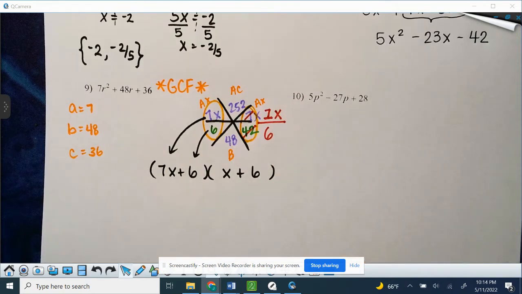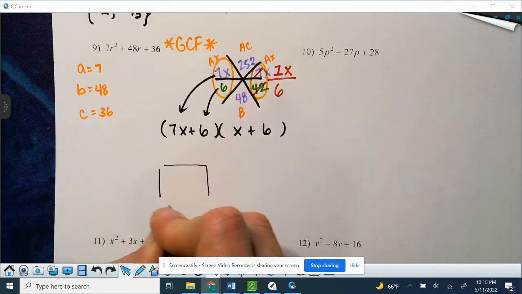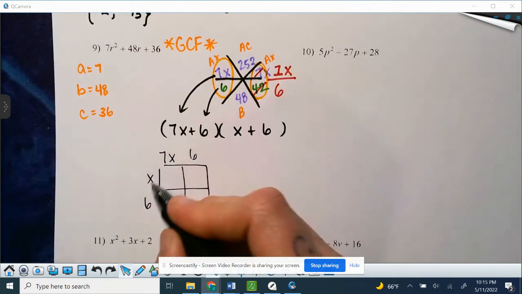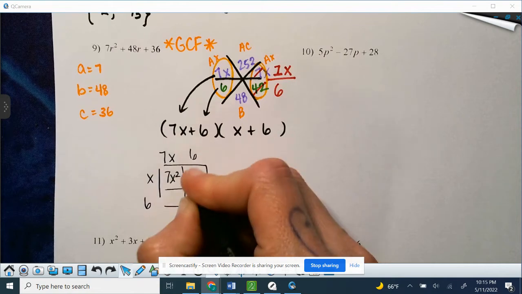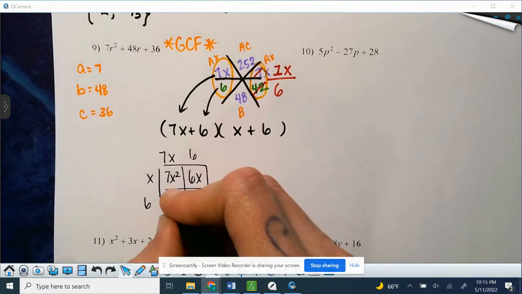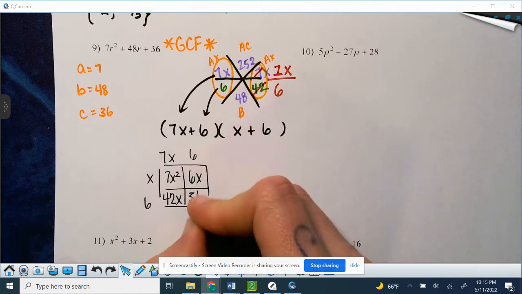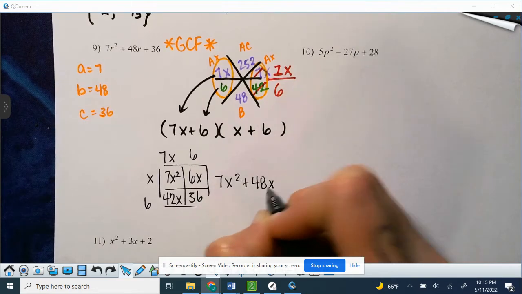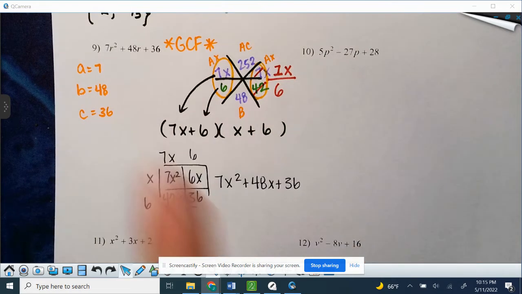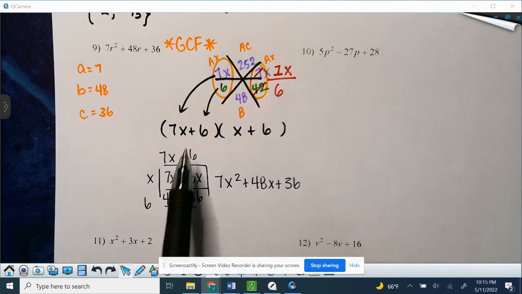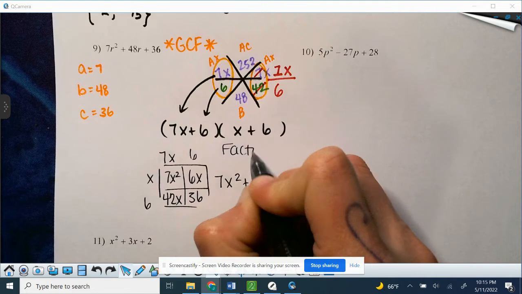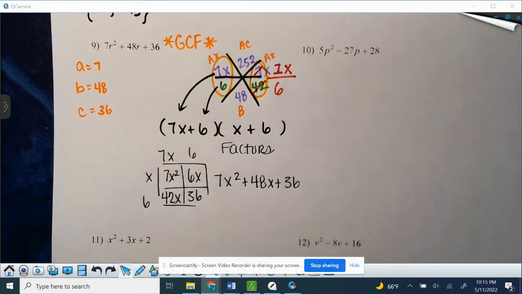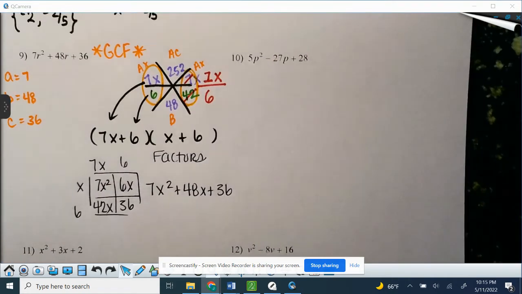Again, if we multiply it back together, and you can either do your FOIL method or your box method. So 7x, 6x, and 6. 7x times x is 7x squared. 6 times x is 6x. 7x times 6 is going to be 42x, and 6 times 6 is 36. Pull out our like terms, so 7x squared plus 48x plus 36, and that is where we started. Again, if it happens to be calculator active, you can take your factors, because these are our factors, plug them in, and then also plug in the equation that you were given, and it should graph directly on top of each other.